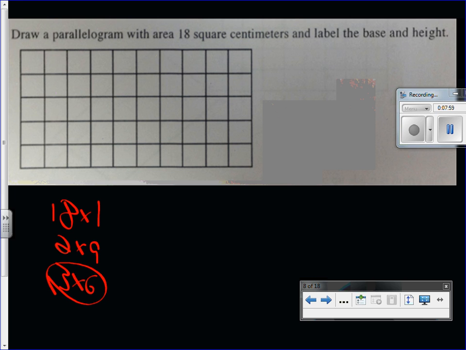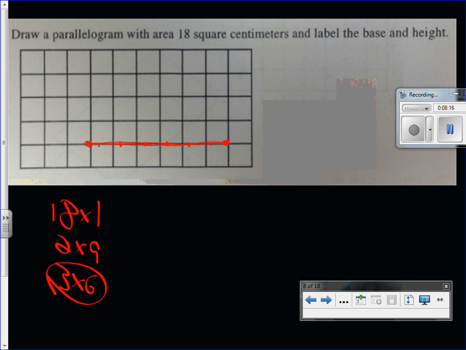3 times 6. So I have to have a base of 6. Start with a point here. 1, 2, 3, 4, 5, 6. Here's my base. Could my base be 9? It could be. Could it be 18? It could be. That's not a problem.